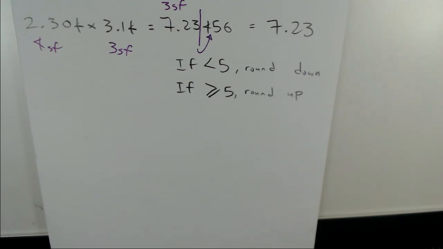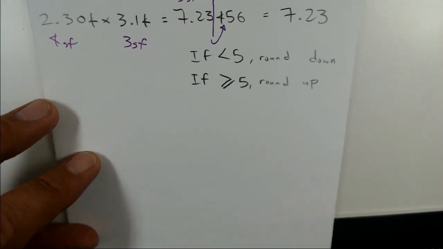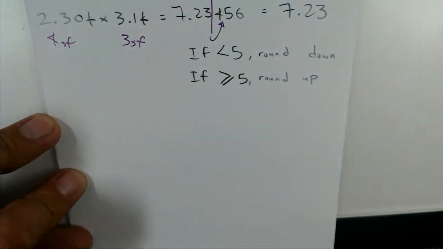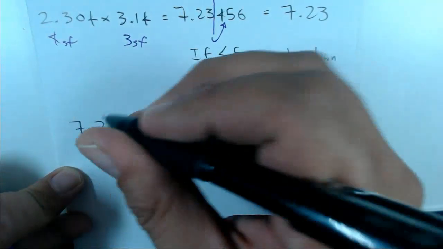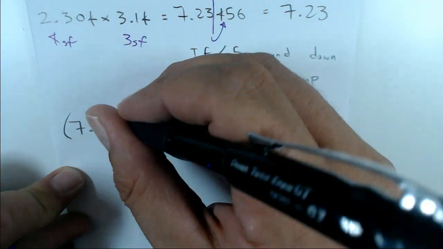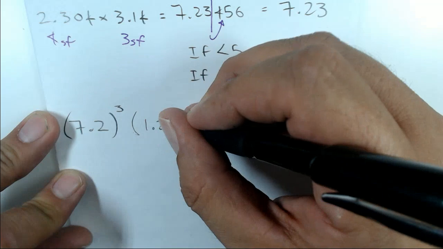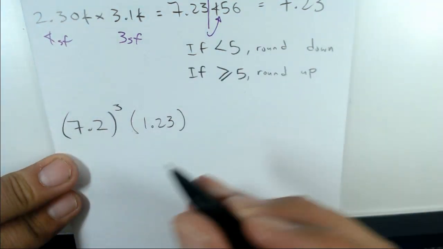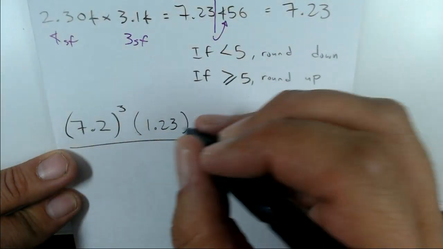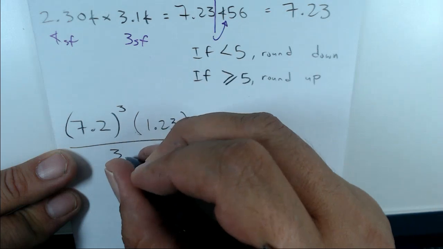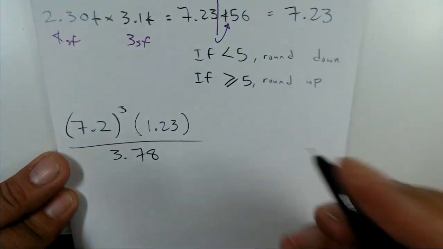All right, let's go ahead and just do one more calculation here. I'm going to add a few more operations in there just so we can see how the rules work. So let's say we have 7.2, and we are going to cube that. And then we're going to multiply this by 1.23. And then we're going to divide that by, let's say, 3.789.